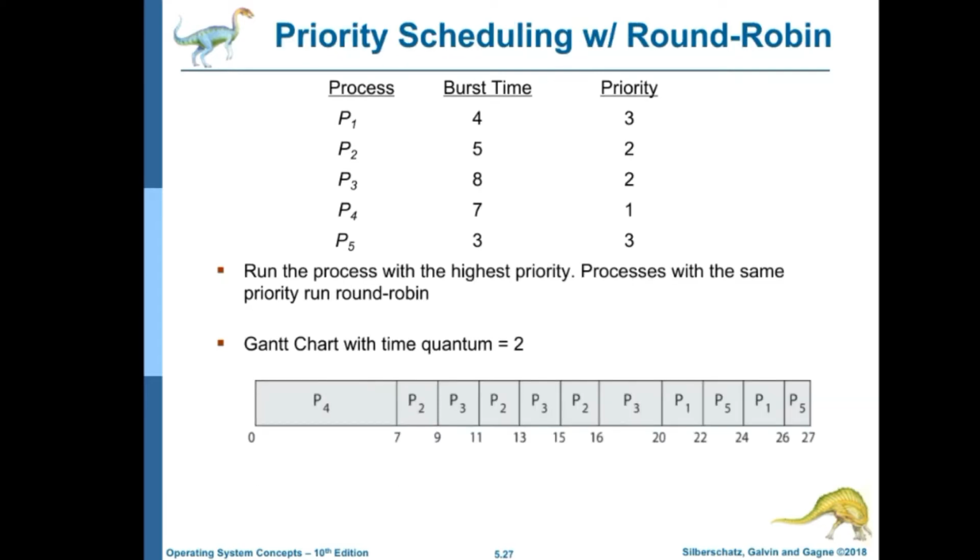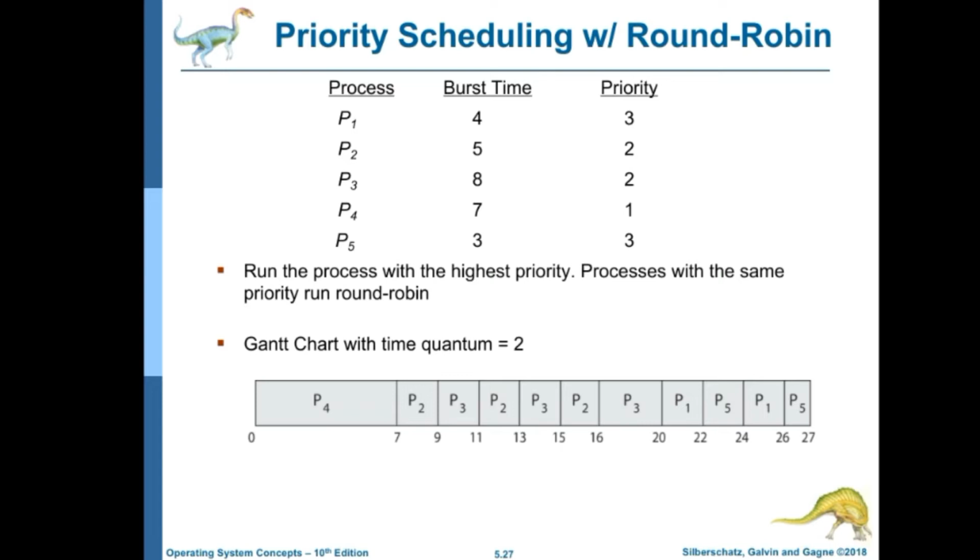Priority scheduling with round robin. We have processes P1, P2, P3, P4, and P5, with burst times 4, 5, 8, 7, and 3, and the priorities are 3, 2, 2, 1, and 3. Run the process with the highest priority; processes with the same priority run in round robin. Gantt chart with time quantum equal to 2.